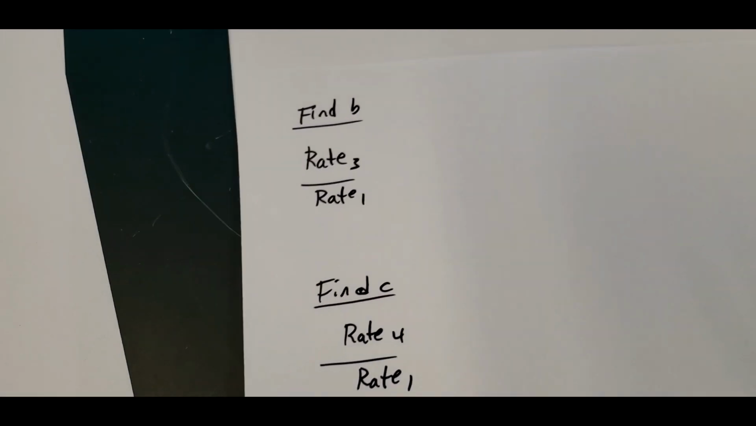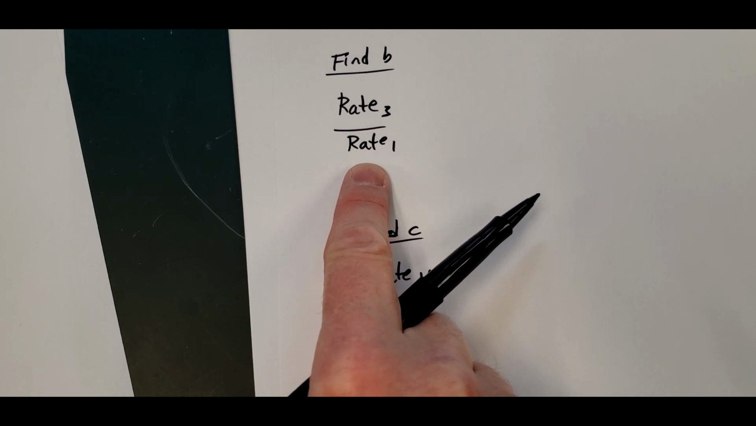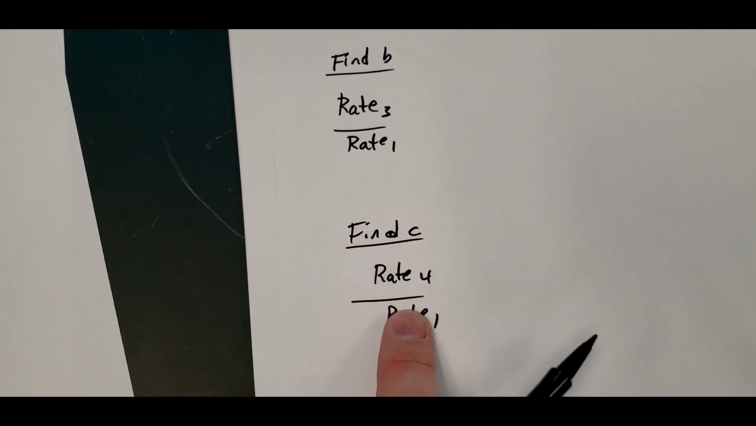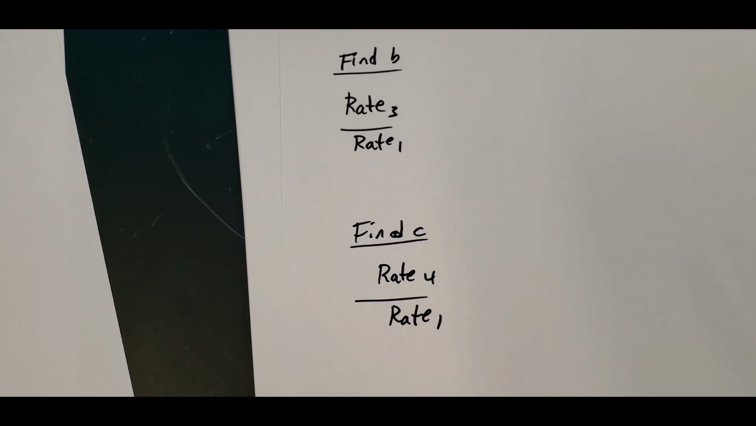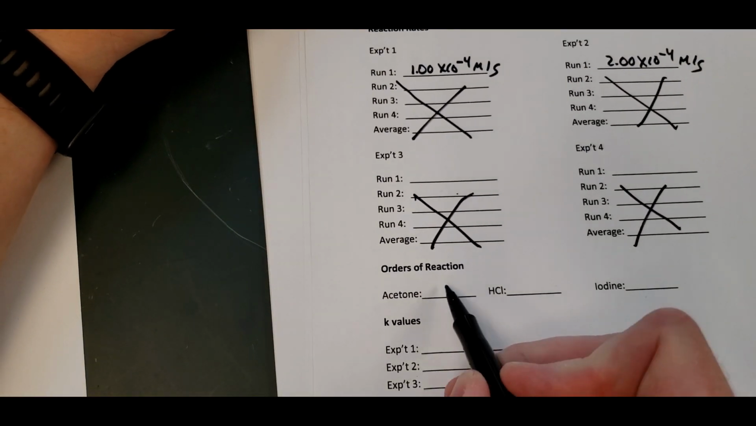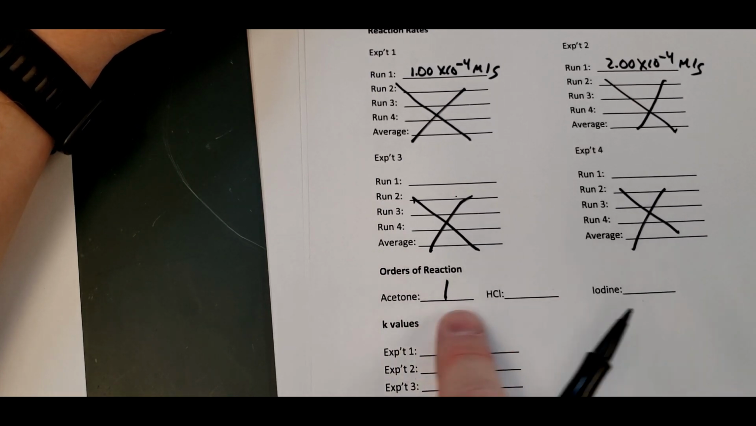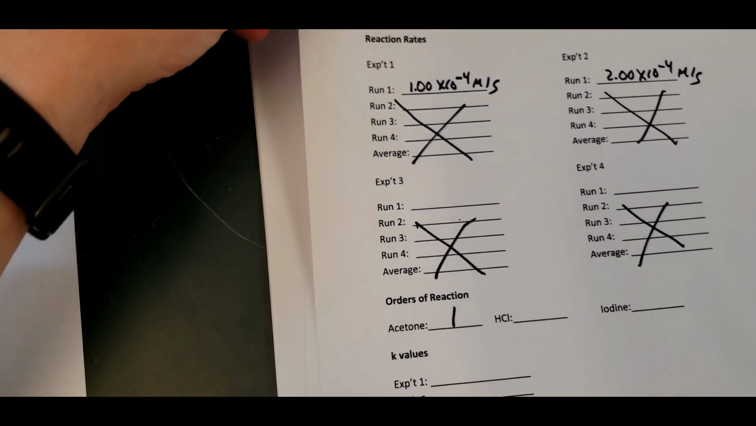For finding B, you're going to take the rate law for experiment 3 divided by the rate law for experiment 1. For C, you take the rate law for experiment 4 divided by the rate law for experiment 1. And so you'll be able to find those values. Let me just finish up here with what I've done. I found A for mine was equal to 1, so I just write it here. Make sure that you make that an integer. That's the only way you'll get marked down for this part, if you put in a fraction. It has to be an integer.